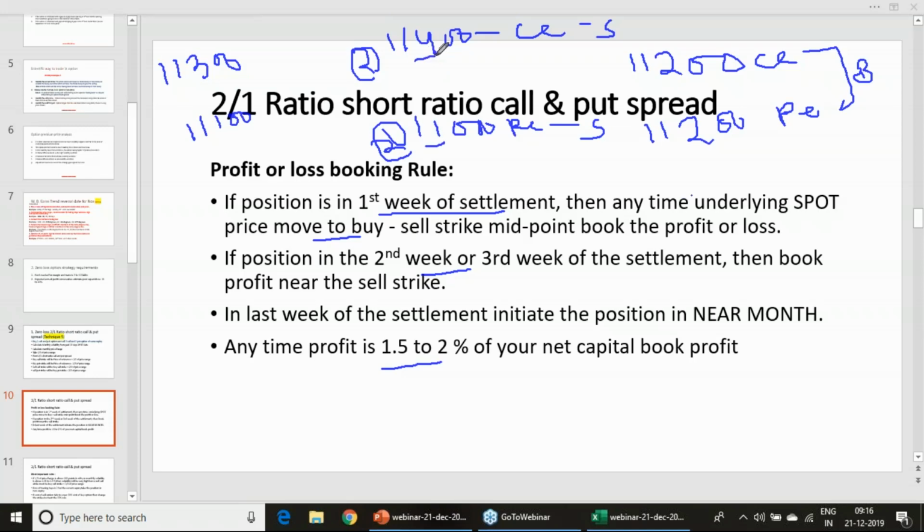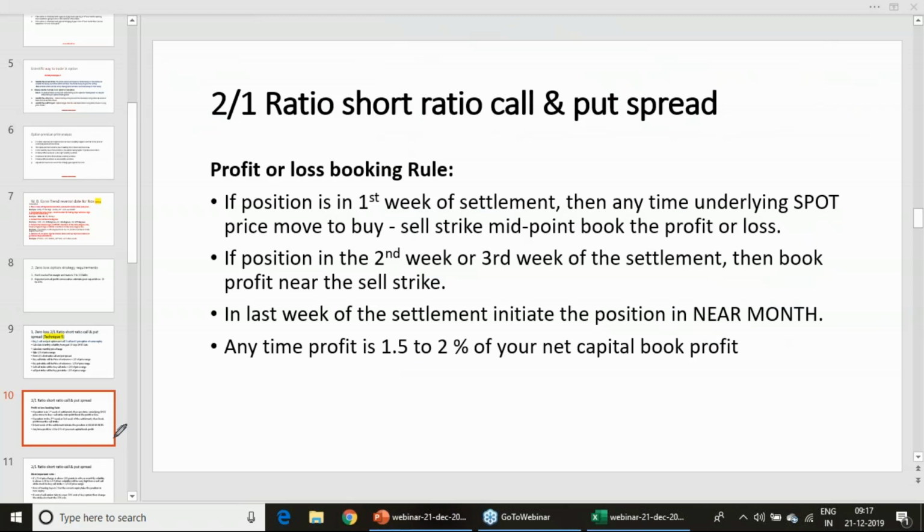If you are in the last week of the settlement, you should form the strategy in the near month. Suppose you have initiated in December, you must initiate in the last week of December. You should initiate this strategy in the month of January. So this is what it says: profit and loss booking rules. This is how you should book a profit and loss.